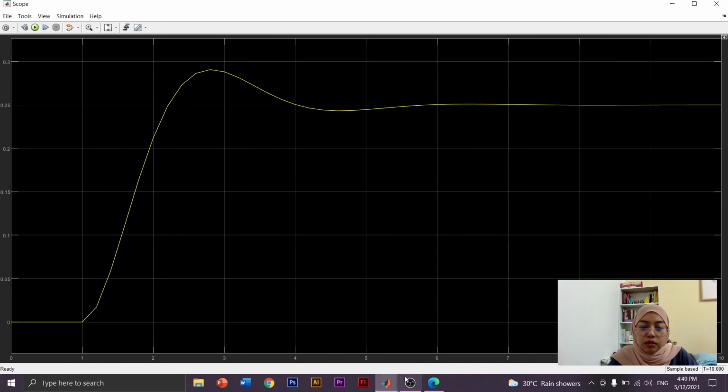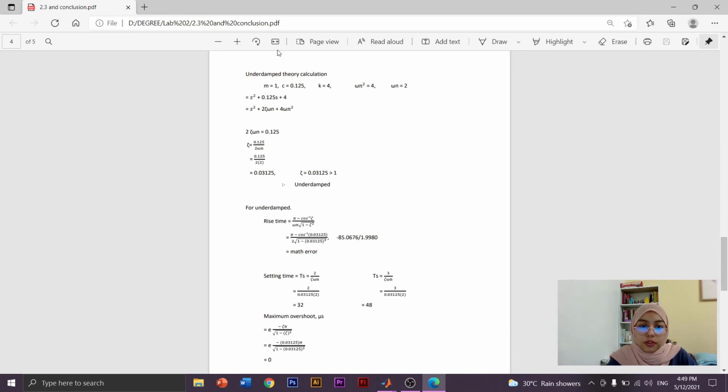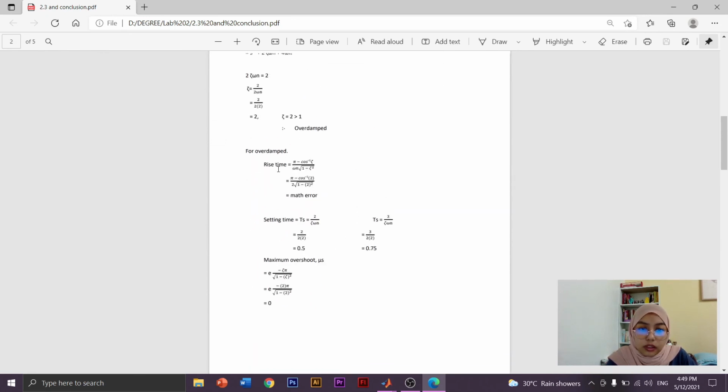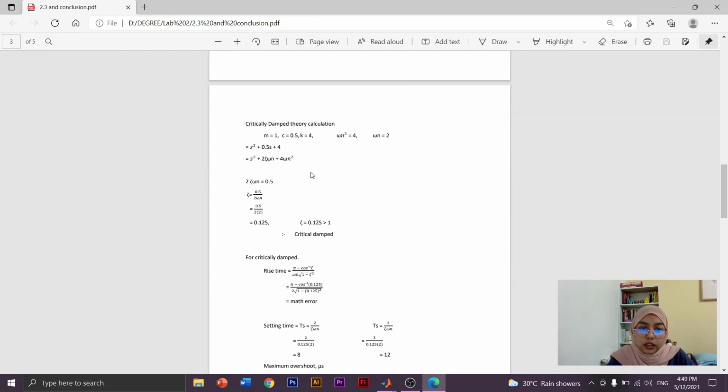And for the calculation that I already calculated, for the overdamped case I get 2, which is bigger than 1, and it shows us the overdamped graph. So for the critically damped case that I already calculated, 0.1, 2.5 is bigger than 1. It can show us about critical damp.